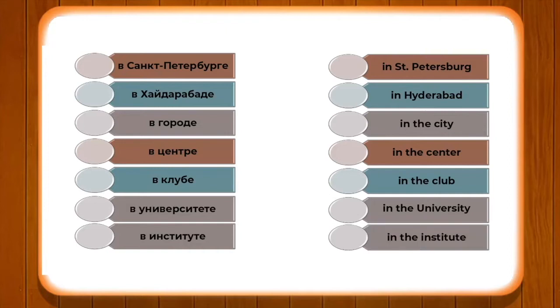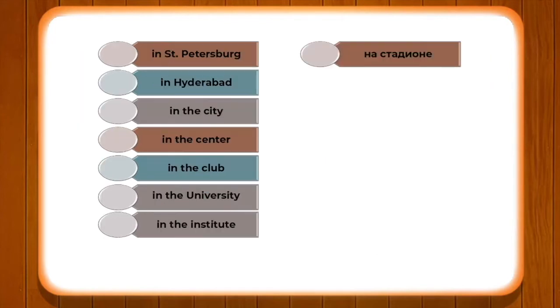You can also use certain verbs which we have already discussed in the previous modules, as each and every case has a number of verbs which are largely used in that case. Like in the prepositional case, we use the verb работать: в Санкт-Петербурге, в Хайдарабаде, в городе, в центре, в клубе, в университете. Где он работает? В институте, в университете, в клубе, в центре, в городе, в Хайдарабаде, в Петербурге, etc. These kinds of questions you can use in the construction of sentences in the prepositional case while using a verb. And now pay attention to the usage of на in the prepositional case.